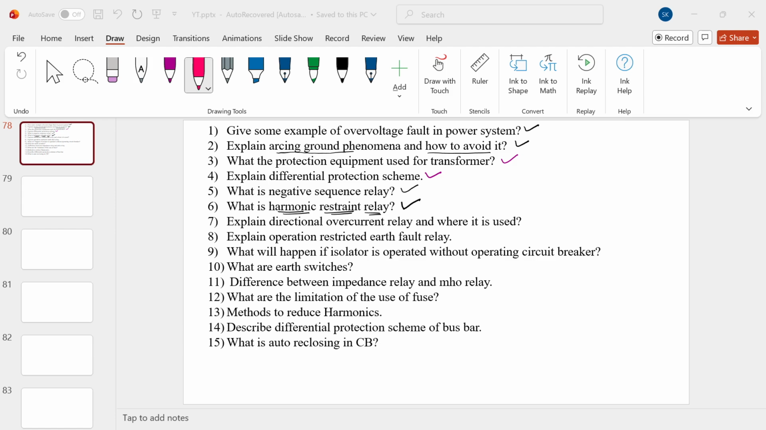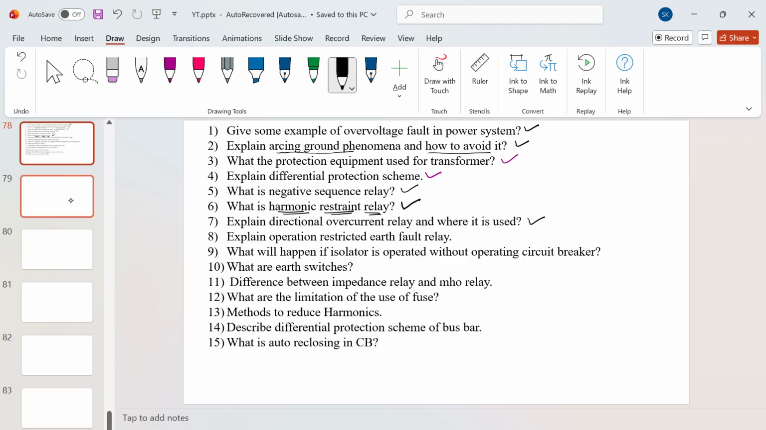Hello everyone. In this video, we are going to see the next question related to directional overcurrent relay and where it is basically used. It is used in parallel feeders. You will have multiple parallel lines to protect the transmission lines. We use this directional overcurrent relay, and I will explain how and why we use it in a parallel feeder.